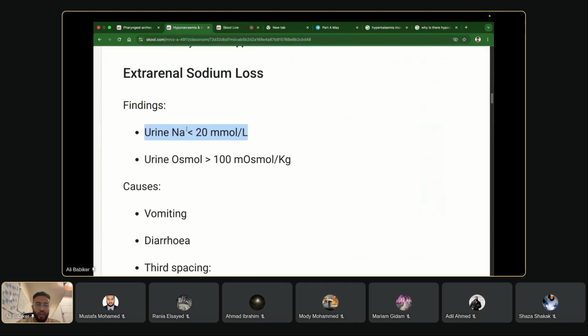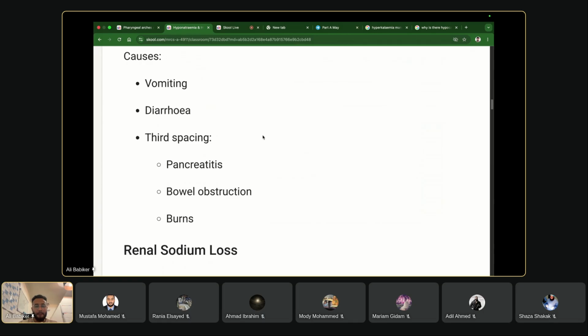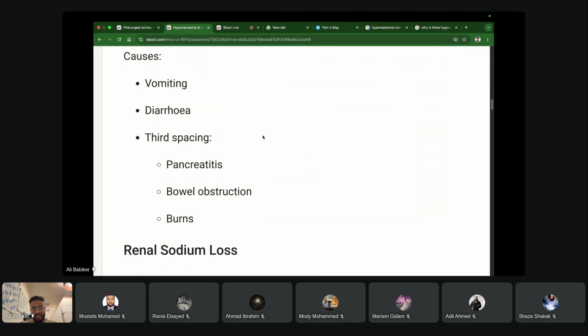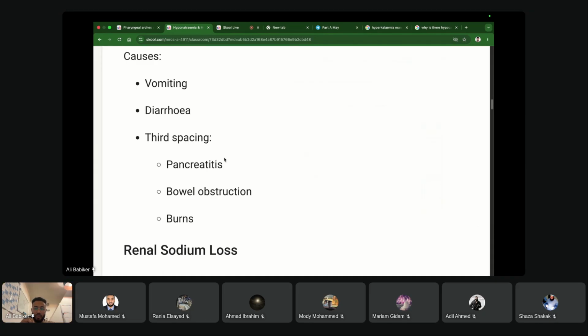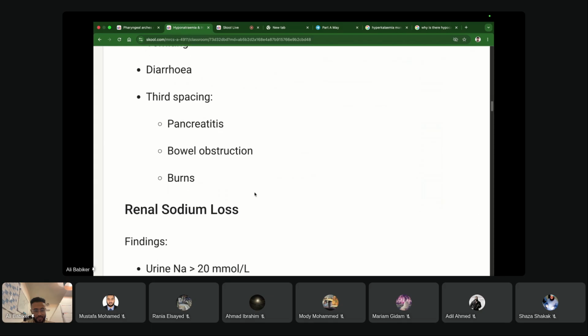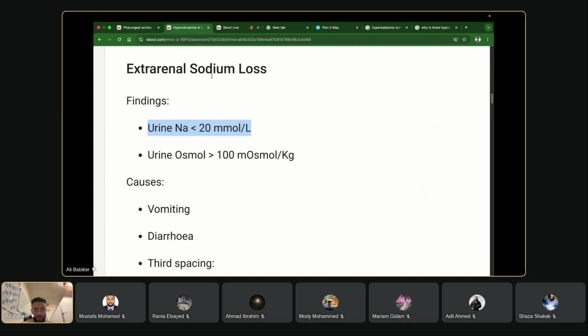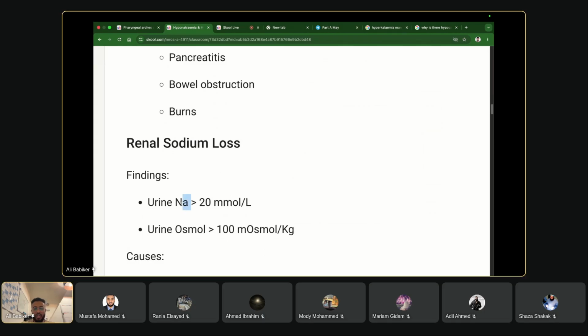What are the causes of losing sodium from outside the kidney? Vomiting, diarrhea, or from third space like pancreatitis, bowel obstruction, and burns. By that we mean when you have hemorrhagic pancreatitis, you may lose fluid. When you have bowel obstruction, there's no absorption of the fluid. And when you have burns, there will be papules and vesicles. You will lose a lot of fluid in burns. All right. So we either lose the sodium from outside the kidney, and these are the causes, or from the kidney. If we lose the sodium from the kidney, there will be a lot of sodium in the urine, right? The urine sodium will be more than 10 millimole.